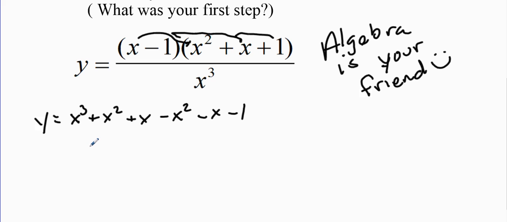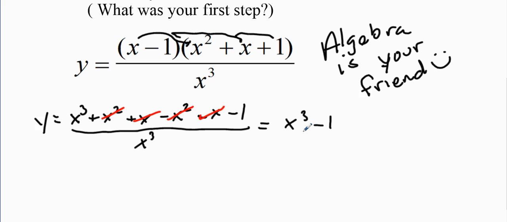From here, we're going to simplify, and obviously all of this is over x cubed. If I change my color, I bring up my handy dandy cancellation red marker. We can cancel this out with that, and this can cancel out with this. And now what we have right here is a new expression: x cubed minus 1 over x cubed.